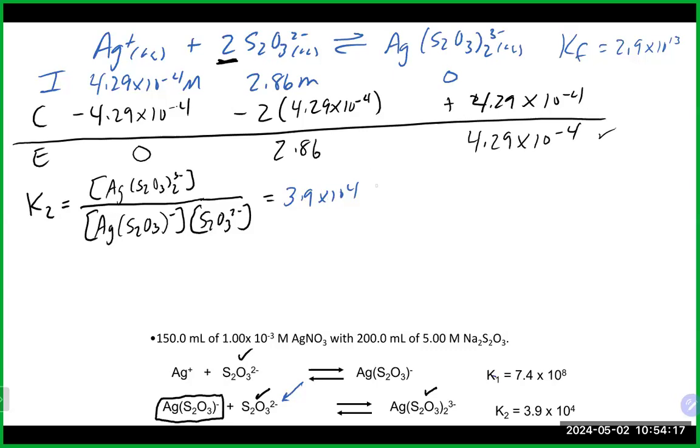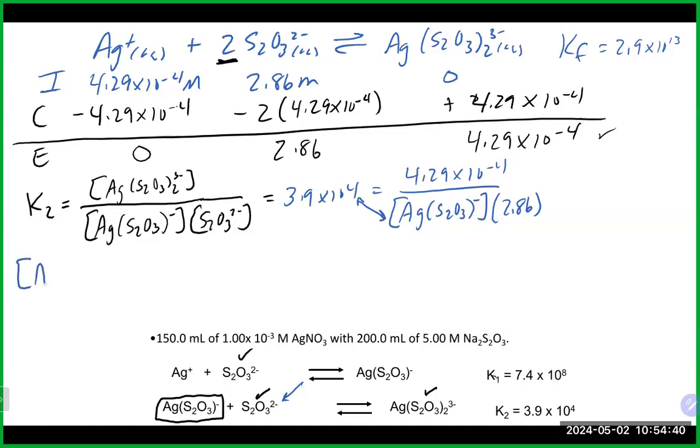I have all these numbers, so I could put it in there: 4.29 times 10 to the minus 4 divided by that intermediate, which is what I'm looking for, and then this would be 2.86. Math-wise, once again, these two are basically just going to switch places. And that would give me that this would equal 4.29 times 10 to the minus 4 divided by 3.9 times 10 to the 4, and our 2.86.